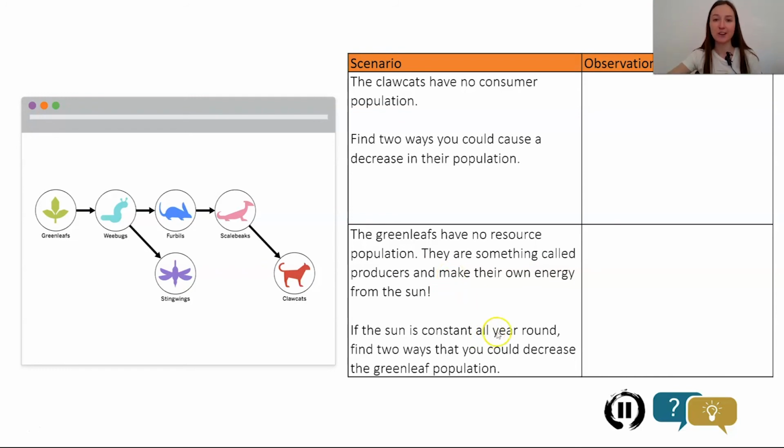If the sun is constant all year round, can we find 2 ways to decrease the green leaf populations? We don't have a way to affect their resource population and decrease their number of birds, but can we find other indirect ways to do this? Again, if you have the digital model open, go ahead and pause the video, skip over this part, and check back with us after you've done your own investigations. If not, follow along with me.